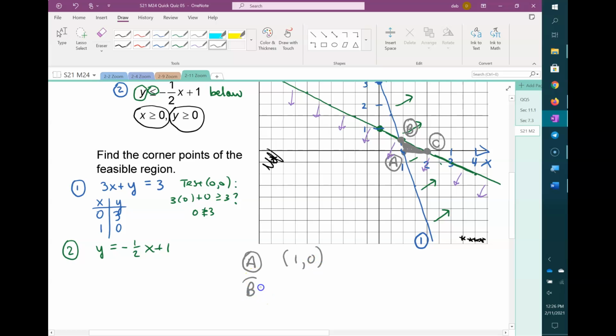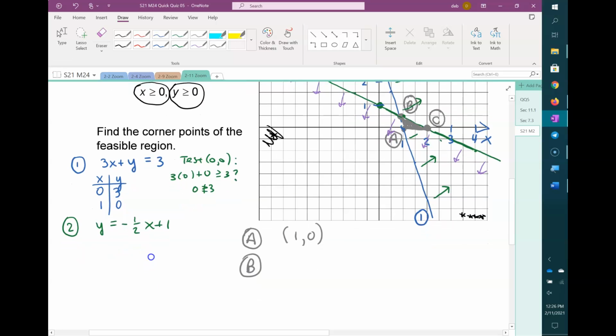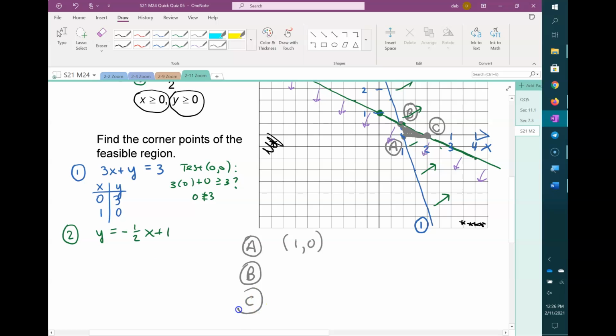Okay, then for B, I'm going to have to use some algebra and find the intersection of the two lines. And then for C, I also have to do some algebra, because that is the x-intercept of the second line, and that's not given. You need to find it, so don't trust your eye, use algebra. So to find point B, I need to find the intersection of the two lines, 3x plus y equals 3, and y equals -1/2 x plus 1.